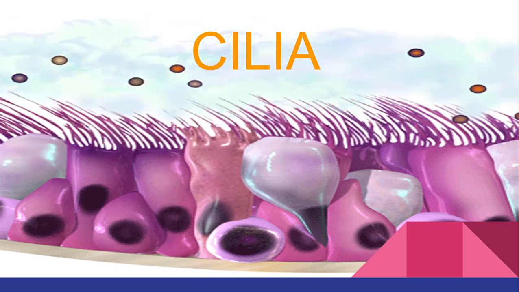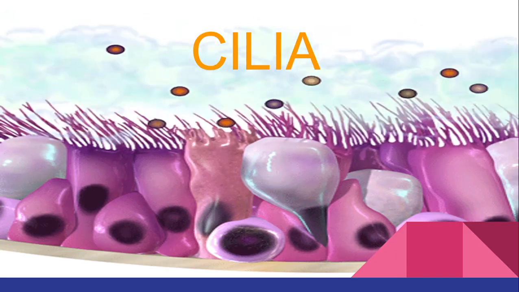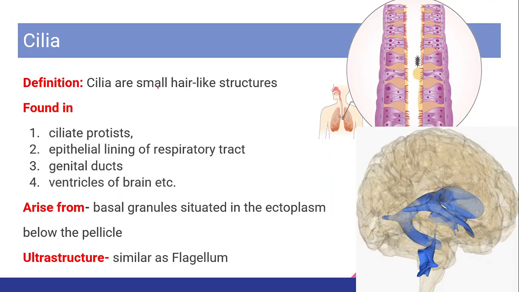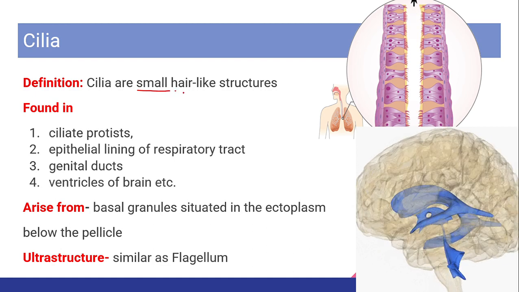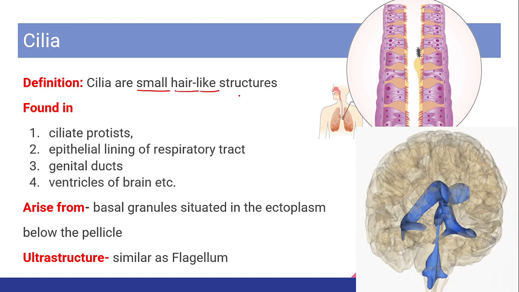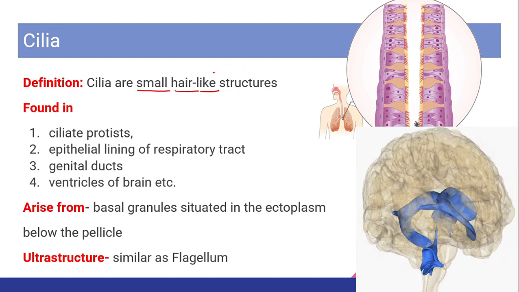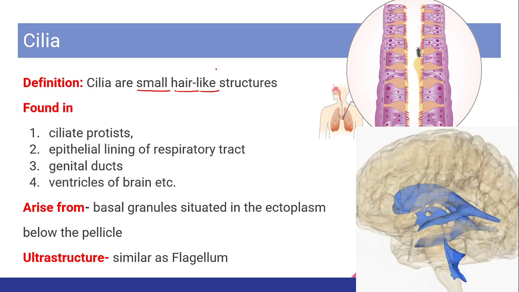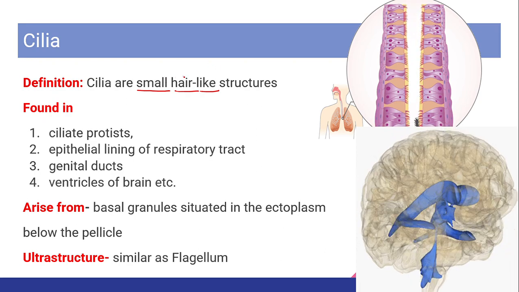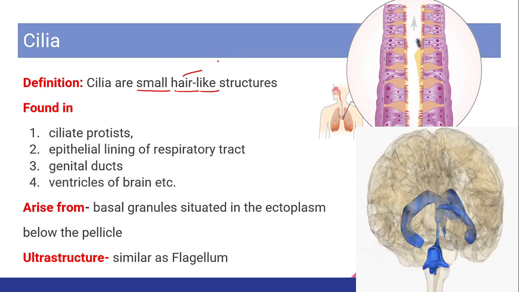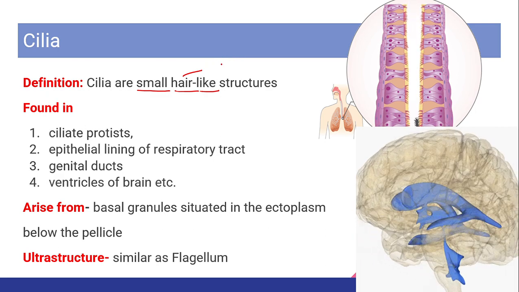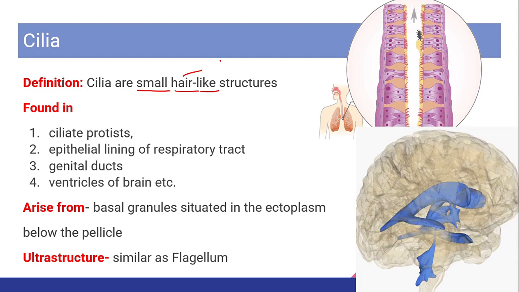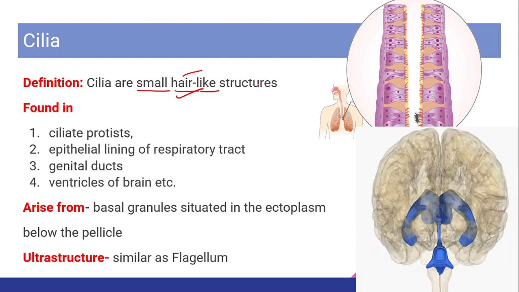In today's class, we are going to study about the cilia. What is cilia? Cilia is nothing but a small hair-like structure. Now, do not get confused between cilia and lateral appendages. Cilia is a small hair-like structure. Lateral appendages are small hair fiber-like structures. Those are nothing but fibers. But here you have a hair-like structure.